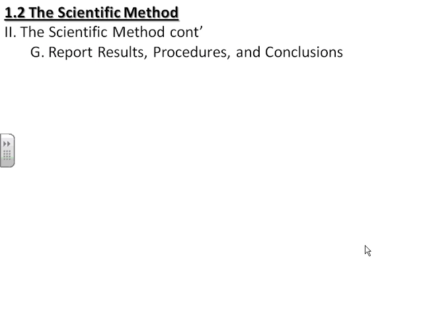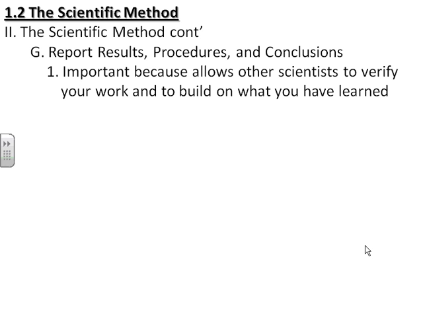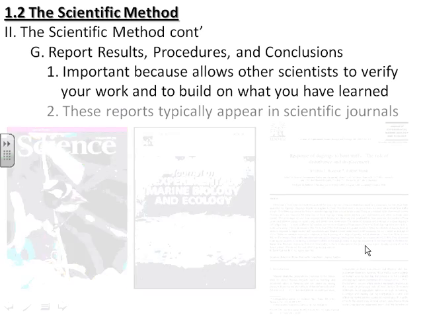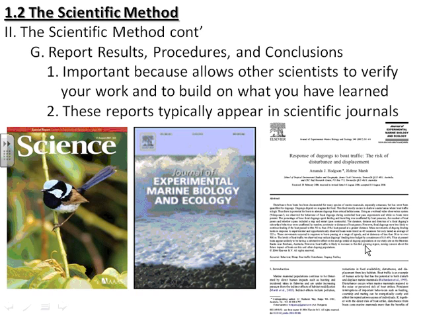The last step of the scientific method is to report our results. And it is important because it allows other scientists to verify our work and to build on what we have learned. And these reports usually appear in scientific journals such as the ones you see here. Science is a big journal, very popular. I think we even have that in the media center. But there's more specified journals, like for example, in marine science, the Journal of Experimental Marine Biology and Ecology is one that a lot of marine scientists read to find papers.